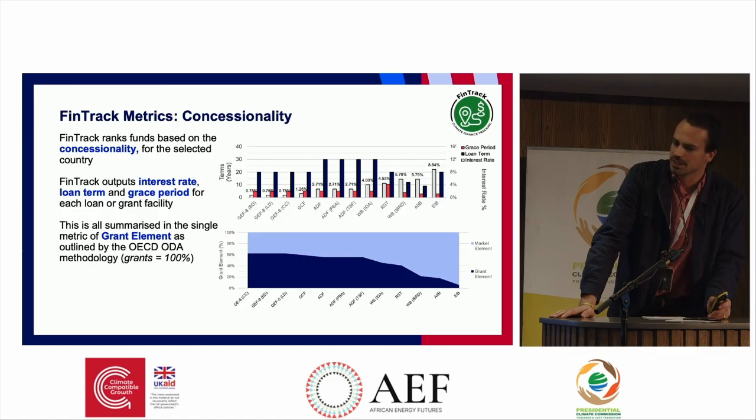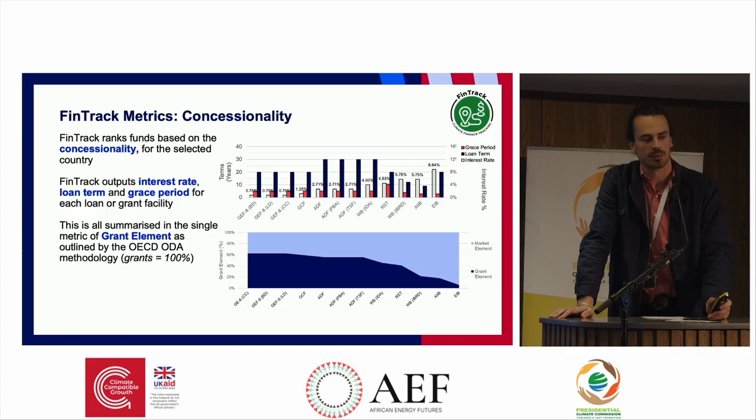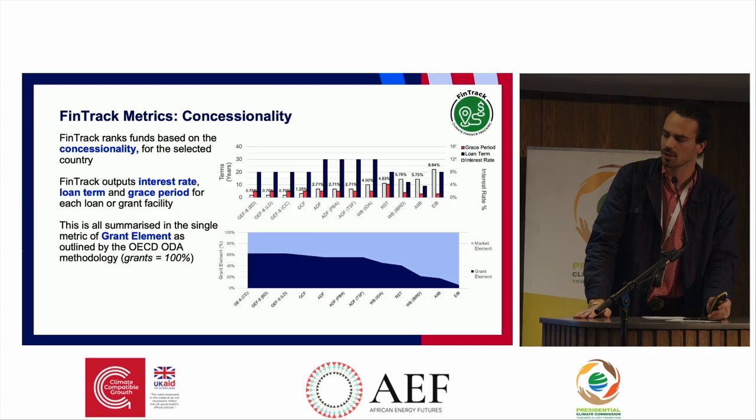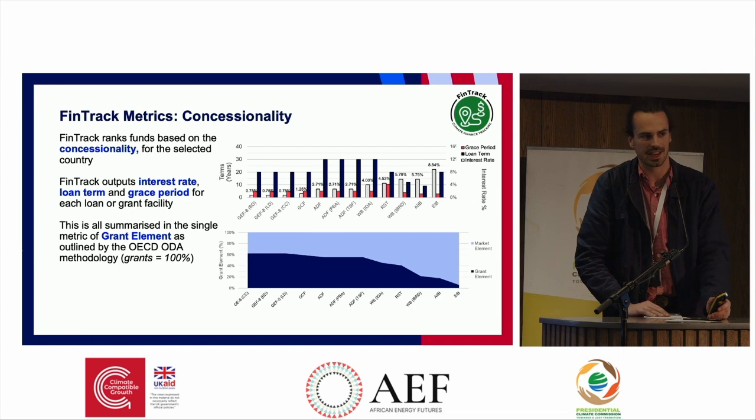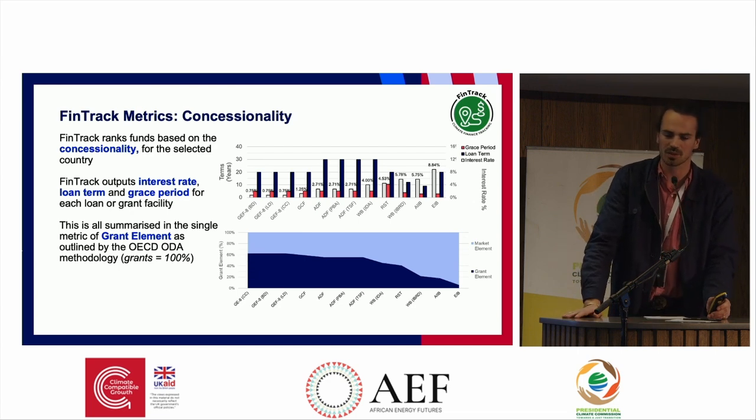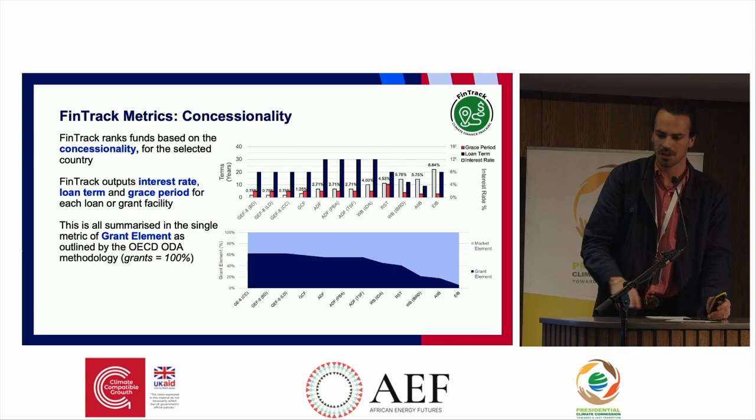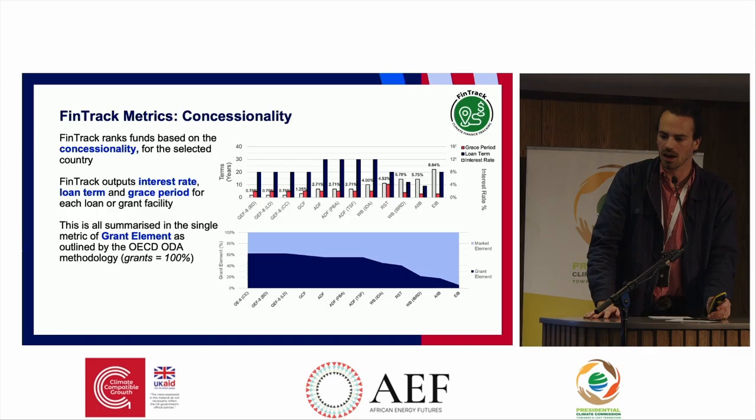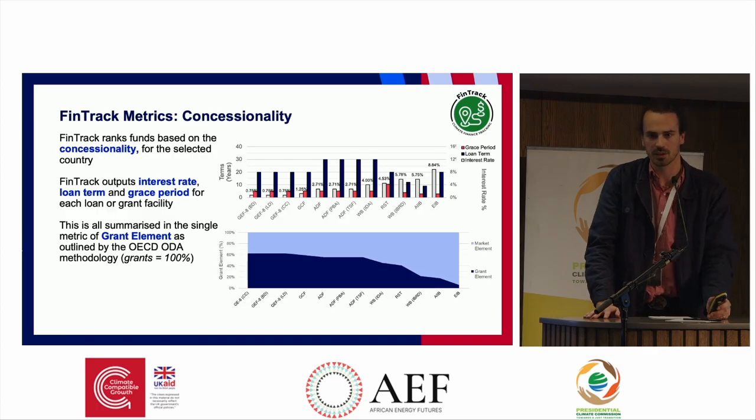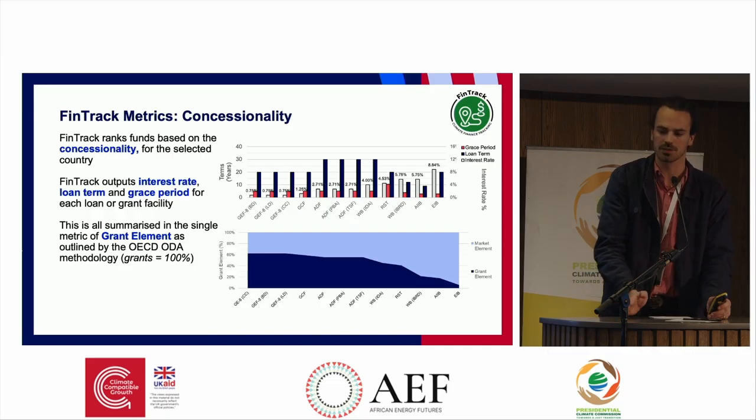So we produce a number of figures to help visualize this, to help stakeholders really understand this. You can see here we have grant element at the bottom here. This is probably the single metric that makes it most understandable when it comes to how concessional finance is. I won't go into the formula because the maths looks quite scary, but it's just ostensibly how much of a loan falls below market rates, what percentage of a loan could be considered to be a grant. And different funds perform differently when it comes to this. So the higher the grant element, the more you want to assess or to use this finance.